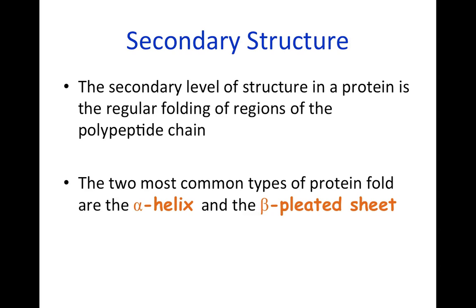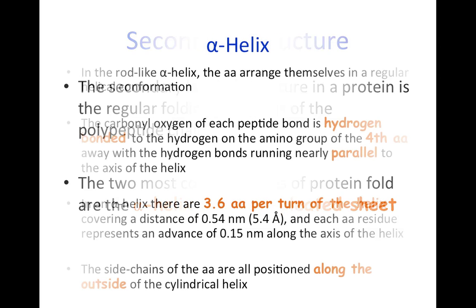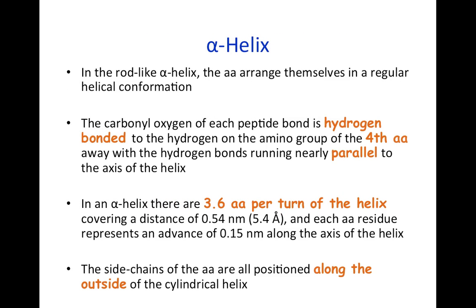Secondary structure now. The secondary level of structure in a protein is the regular folding of regions of the polypeptide chain. The 2 most common types will be the alpha helix and the beta-pleated sheet. Let's start with the alpha helix. So let's go through this. There's a lot of information there to read, but let's just go through it step by step.